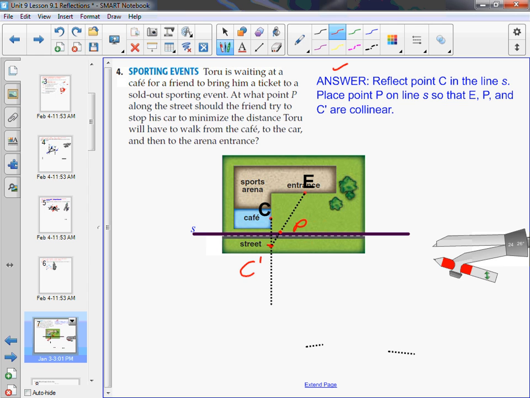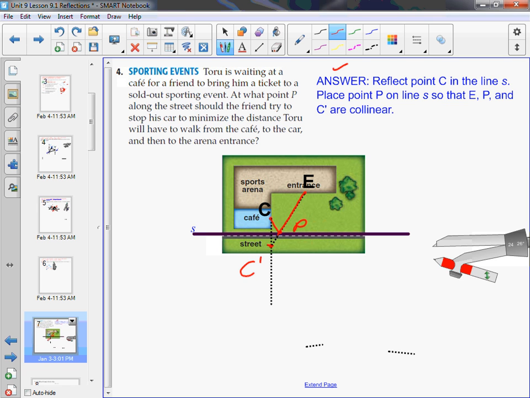But here's what's going on. Tareu leaves here, goes to here, gets the ticket, goes there, and we know that's the shortest distance because the distance from C to P and the distance from C prime to P have to be the same, right? So it's a straight line. Shortest distance between 2 points is a straight line. Okay? Pretty cool, huh?